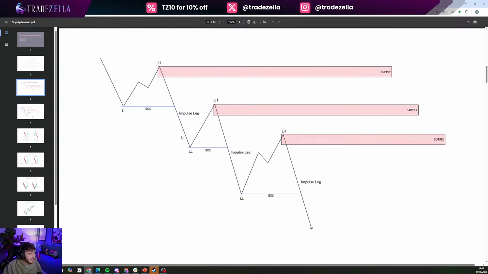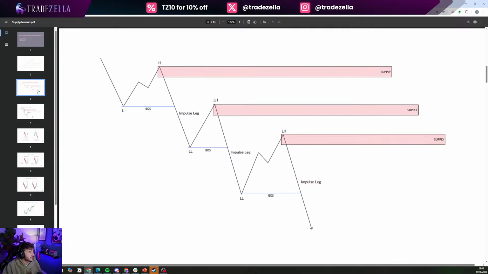And as you can see, after each one of these impulse legs, so these sharp moves down where this displacement happens, or the aggression between the sellers in this scenario happens, you can see that at the top of each one of these is the area of supply. This is where the institution stepped in and pushed the price aggressively to the downside to then break structure.